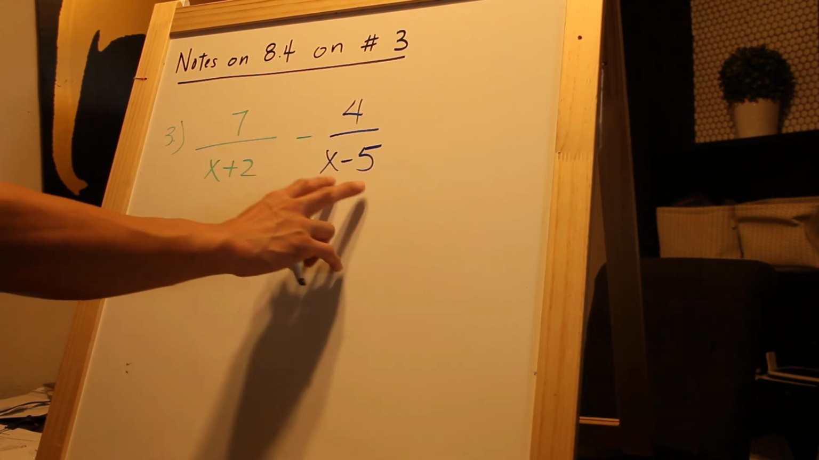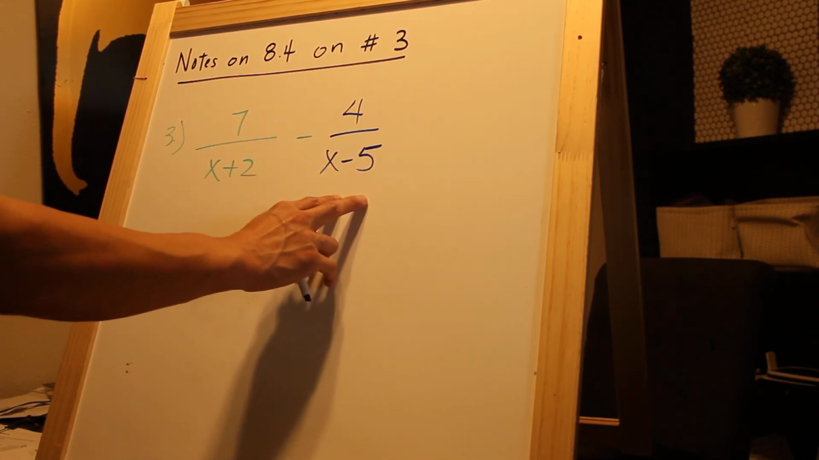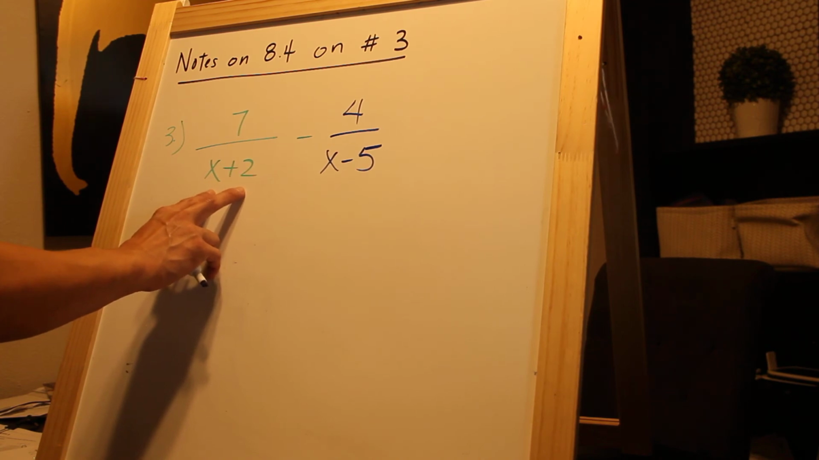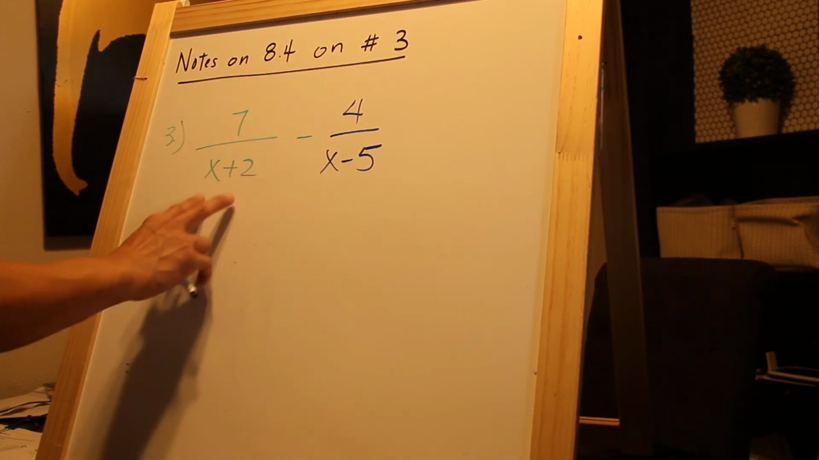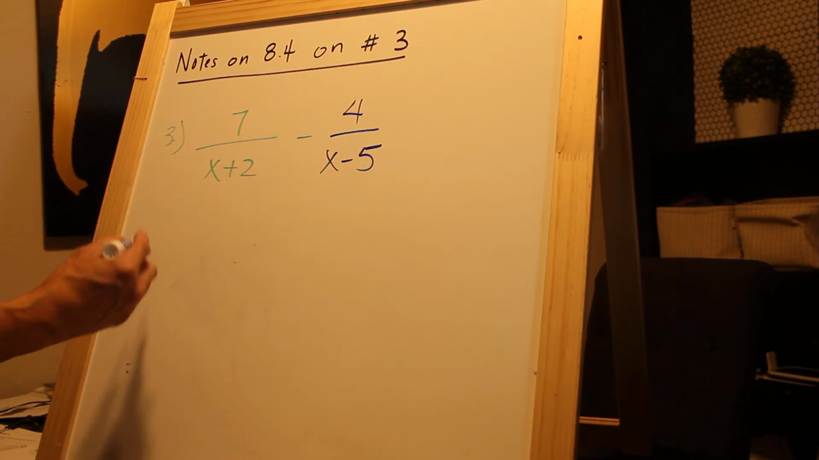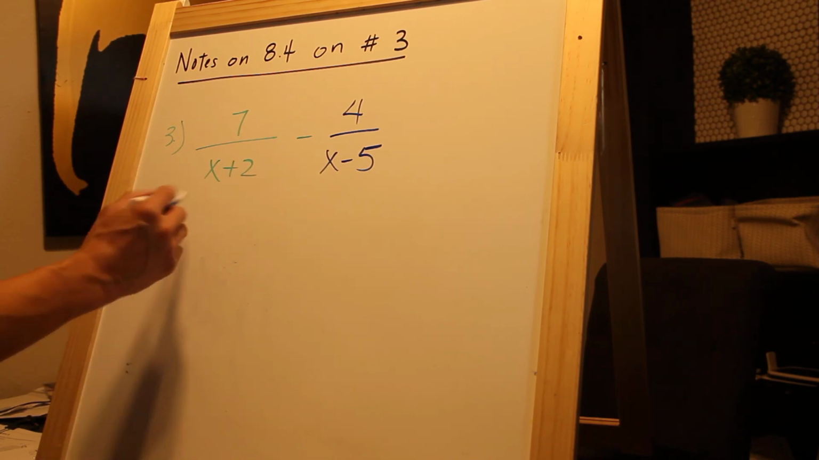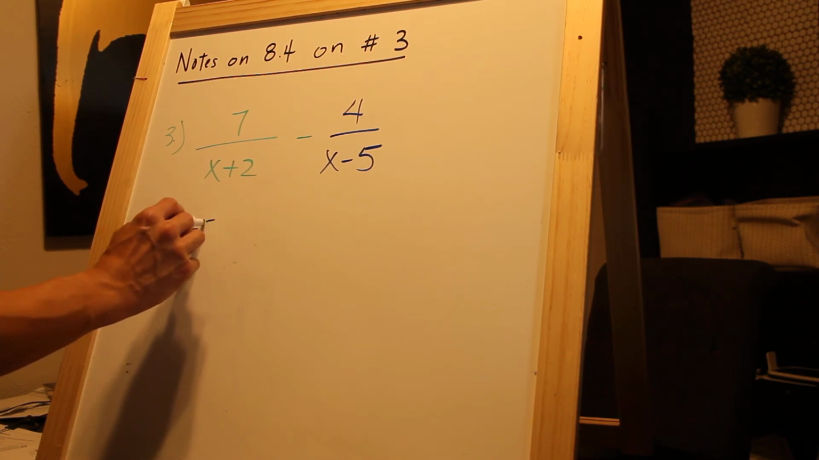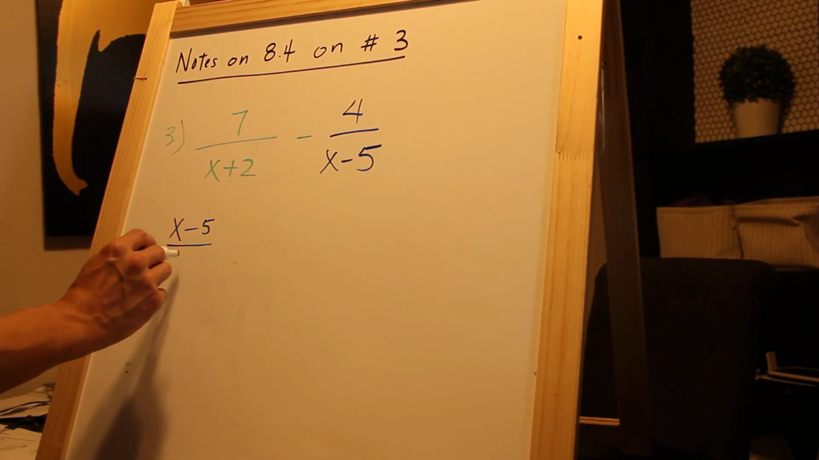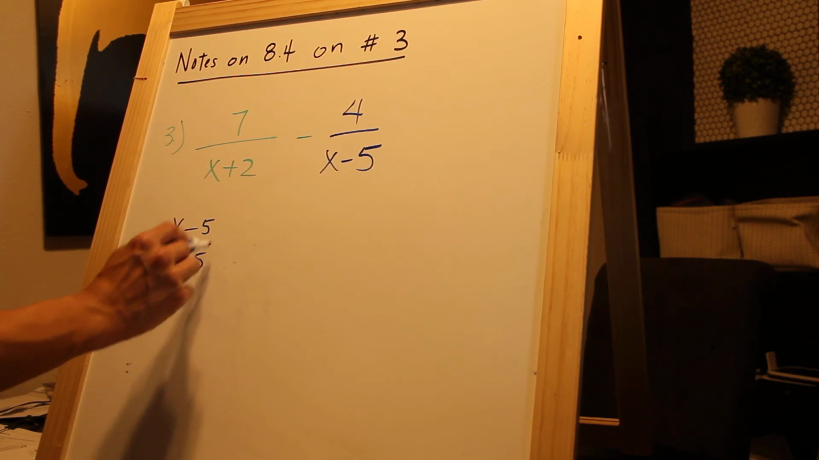Again, I don't have the same denominator. So I need to multiply x plus 2 by x minus 5, and I need to multiply x minus 5 by x plus 2. Going back to our rules of changing our denominators and fractions, I have to multiply the top and the bottom of the fraction with the same factor.